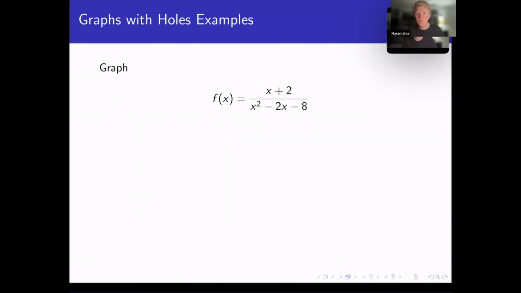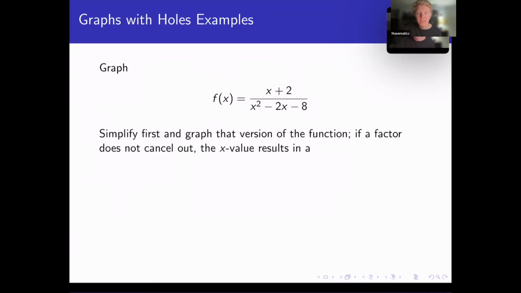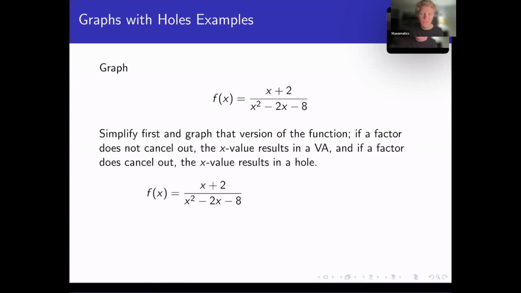Okay, let's do another one. x plus 2 over x squared minus 2x minus 8. So let's simplify first. If a factor doesn't cancel out, it's a vertical asymptote. If a factor does cancel out, it's a hole. So x squared minus 2x minus 8 is x minus 4 times x plus 2. x plus 2 cancels out.